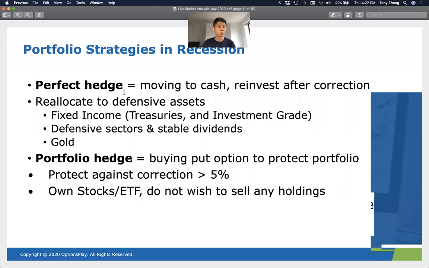Now, some of you, for various reasons, do not want to move into cash, and maybe you want to stay invested. So the other thing you can do is reallocate to more defensive assets. And for those of you that want to stay invested in the specific assets that you currently own, we talked about buying a portfolio hedge, buying a put option on the markets, so that you can get a sense for how to utilize those hedges for your portfolio. So those are some of the things that we discussed.